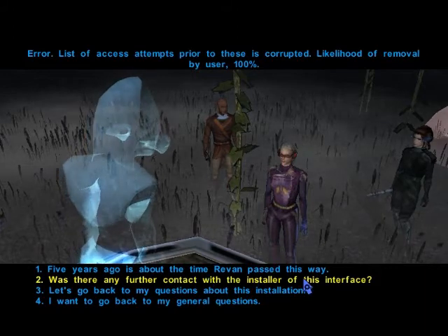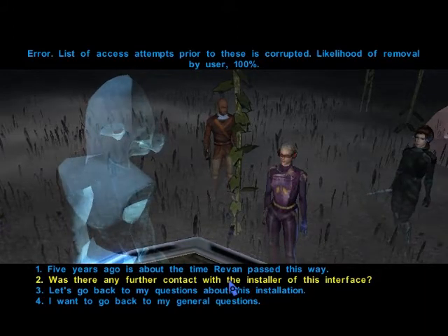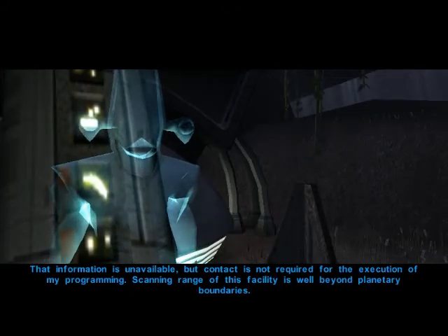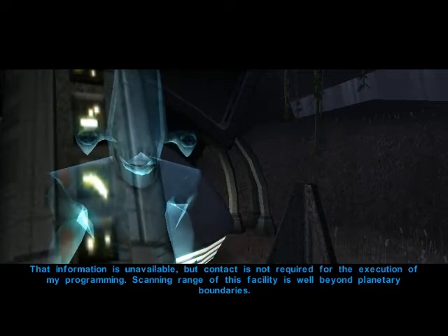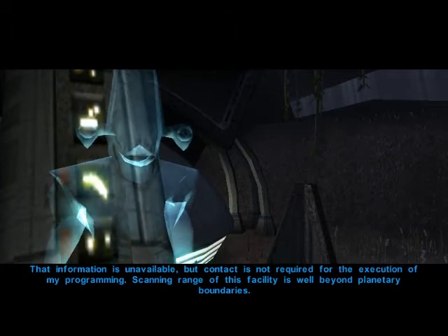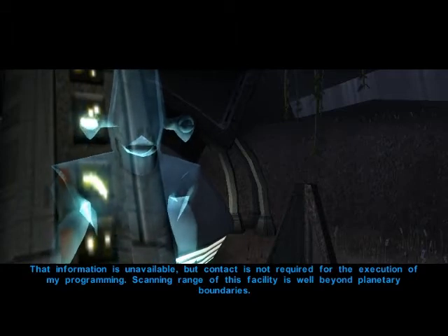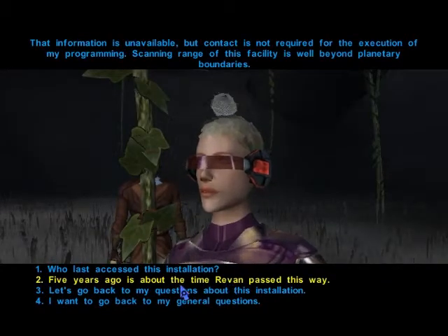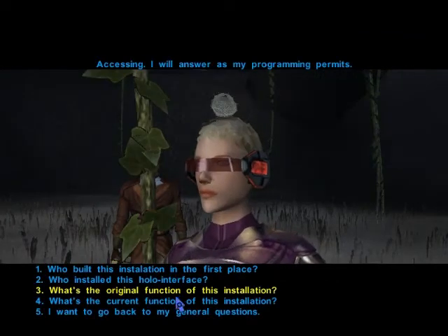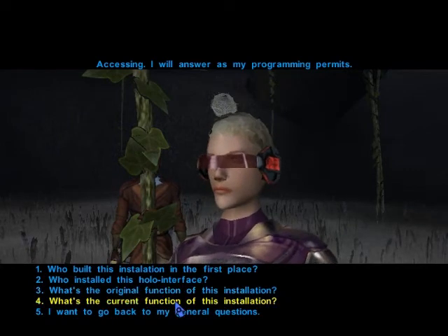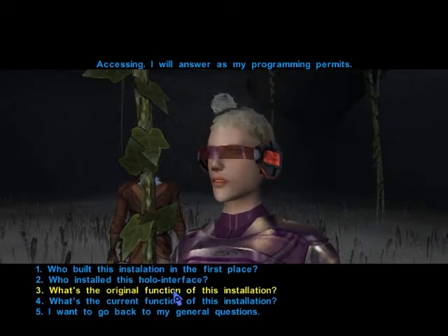Any further contact with the installer of this interface? That information is unavailable, but contact is not required for the execution of my programming. Scanning range of this facility is well beyond planetary boundaries. Alright, I have more questions. Accessing. What is the current function? Well, what is the original function?